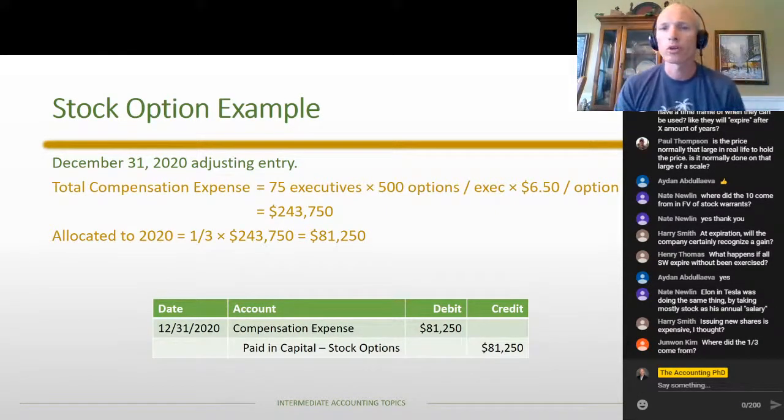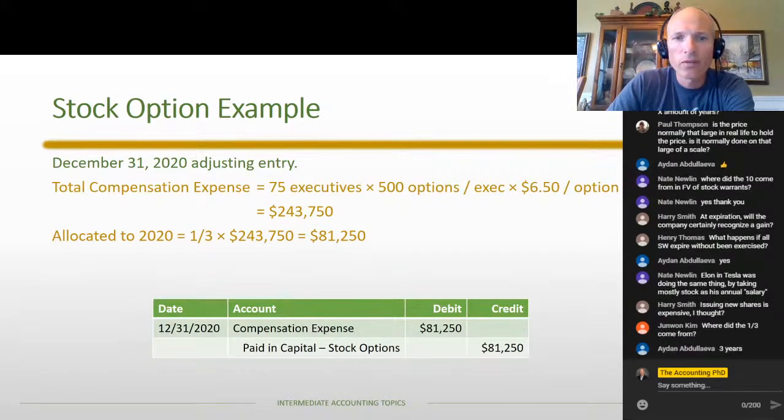So Will, where did the 1/3 come from? The idea here is it's a 3-year vestment period. So we're going to allocate the compensation expense over the 3 years. The total compensation expense needs to be allocated over a 3-year period, so we allocate 1/3 to 2020, 1/3 to 2021, and 1/3 to 2022. Hopefully that makes sense. And again, if it had been a 5-year vestment period, it'd be 1/5, 1/5, 1/5, 1/5, 1/5.